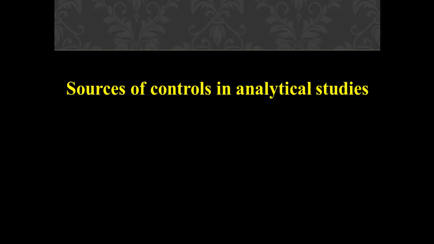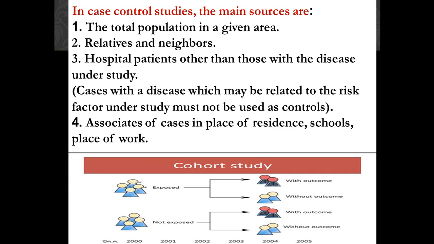So the source of controls in an analytic case control study: the main sources are the total population in a given area, the whole population in the area, and relatives and neighbors, and hospital patients other than those with the disease under study. Cases with a disease which may be related to the risk factor under study must not be used as controls. Also associates of cases in place of residence, schools, and workplace. These are the sources of controls in a case control study.